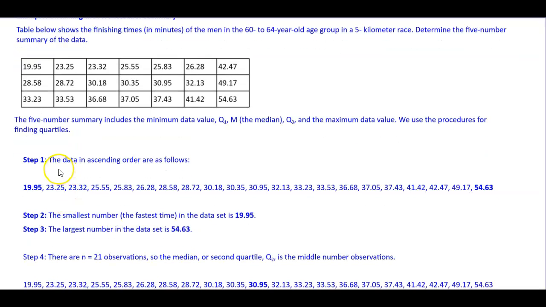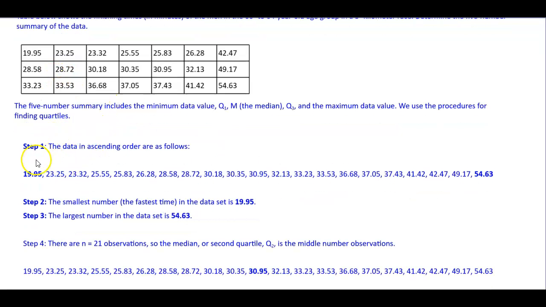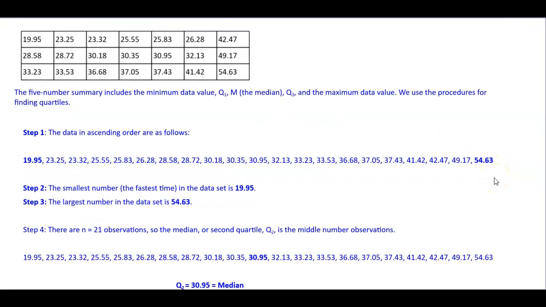So, step 1, we want the data in ascending order. So here we put them in ascending order, from 19.95 all the way to 54.3. In step 2, we want to find the smallest number, which is the fastest time in the data set, 19.95. And then the largest number in the data set is 54.63.